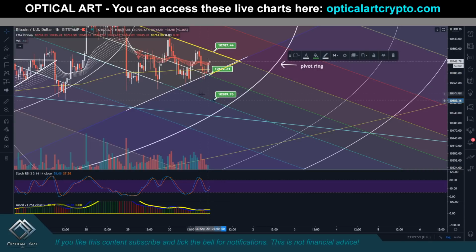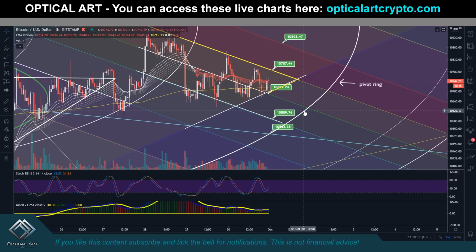Your next support level below that is this line here that has been a lot of support and resistance going back. Your next support level will be very strong support. This is if we had a major drop. We'll hit this ring before. This also takes me to this pivot ring, which we're coming up on.